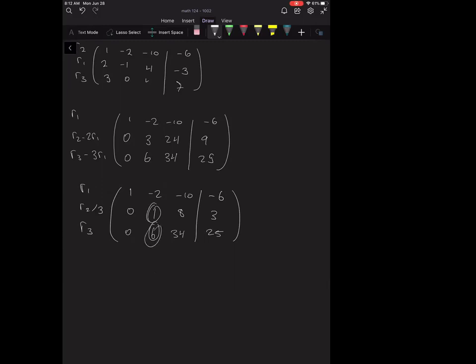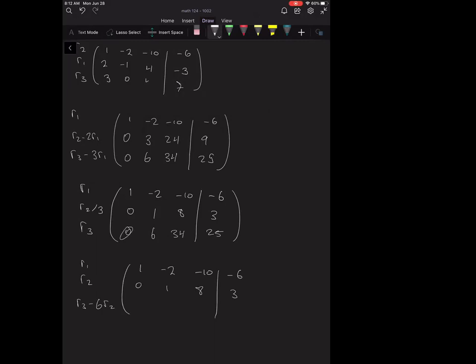If we take our third row and subtract 6 of the second row, we'd have 6 minus 6 times 1, which is 6 minus 6, so 0. So let's erase all these circles. In order to make this 6 a 0, we're going to rewrite row 1, rewrite row 2, and then take row 3 minus 6 of row 2. So we have 1, minus 2, minus 10, minus 6, and 0, 1, 8, 3, just rewriting those first two. Okay, now row 3 minus 6 of row 2.